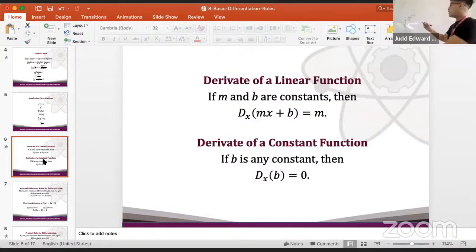So para ma-visualize nyo, therefore, if I am given y is equal to 5x plus 7, what is the derivative of y is equal to 5x plus 7? Anyone? What is the derivative of y is equal to 5x plus 7? Since it is a linear function, anong sabi natin? The derivative of a linear function is just the slope.